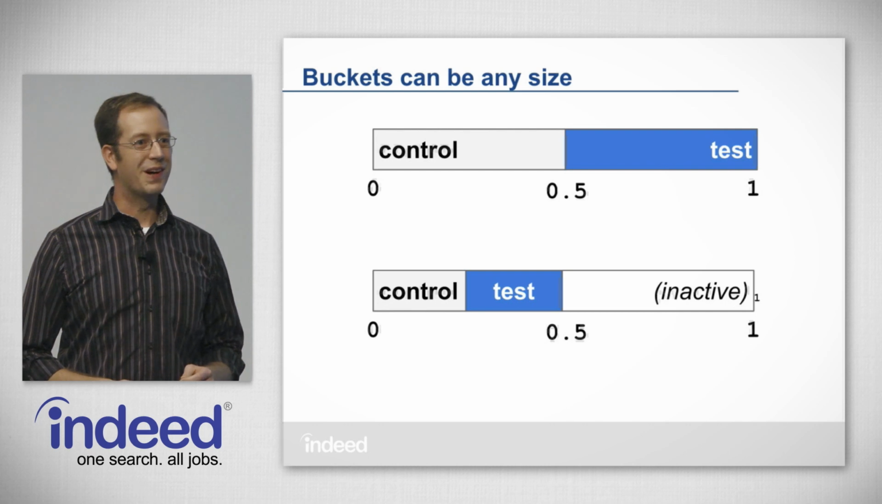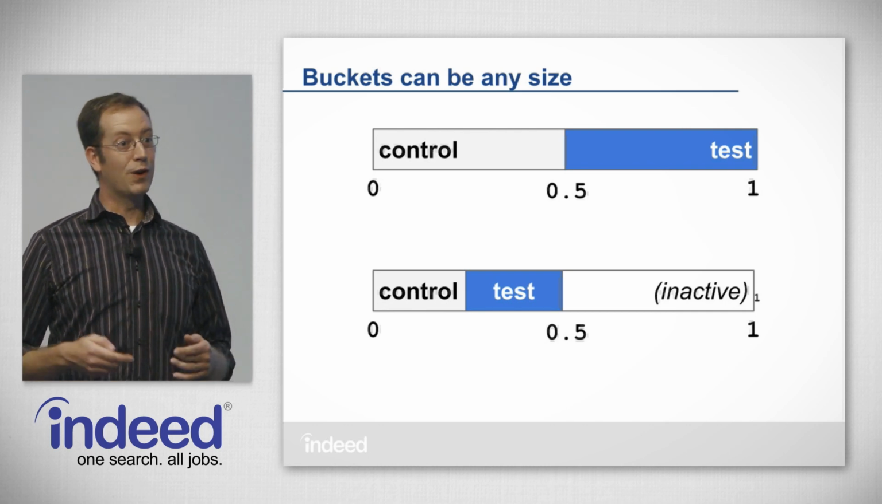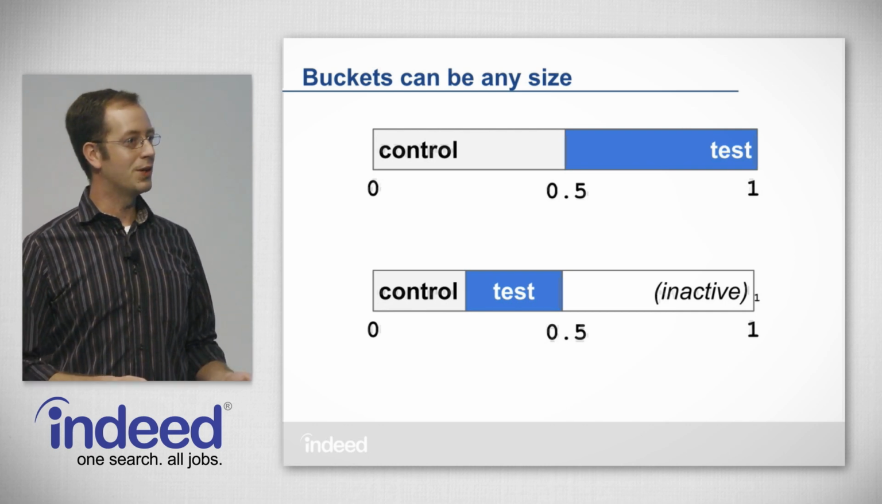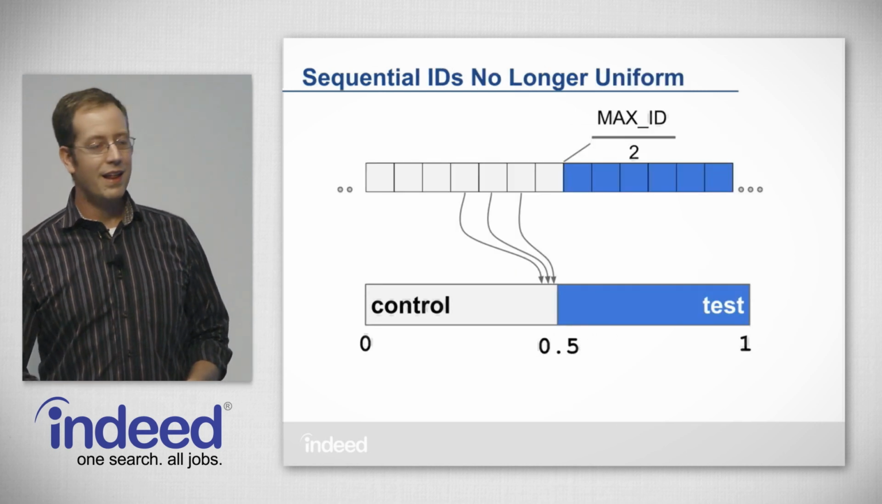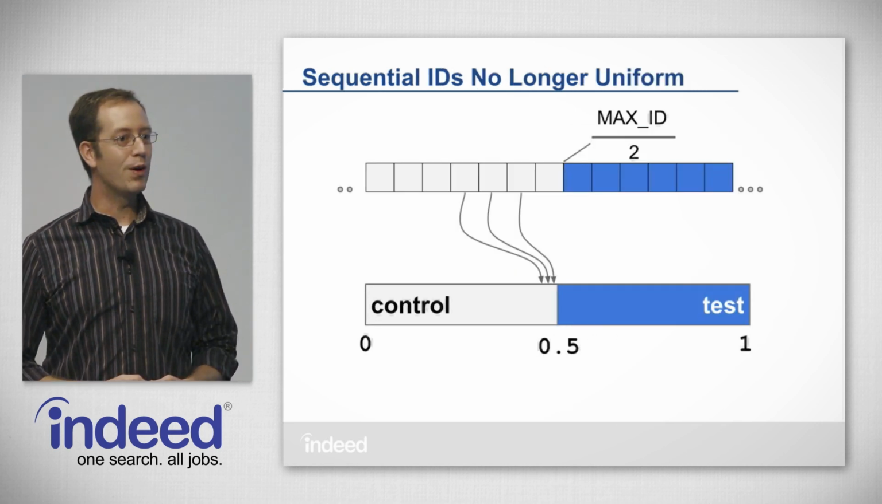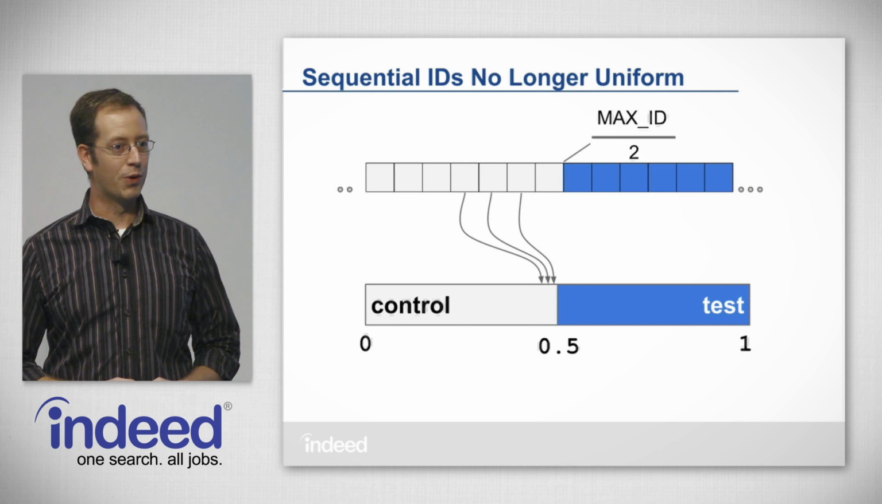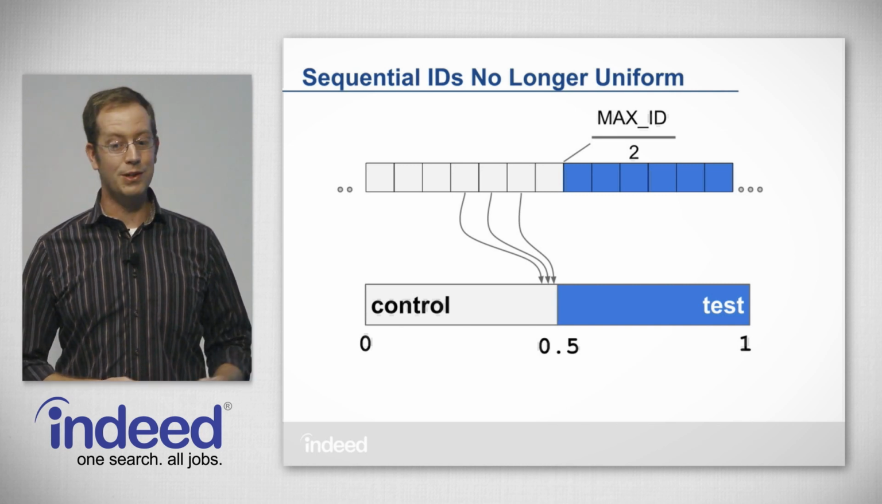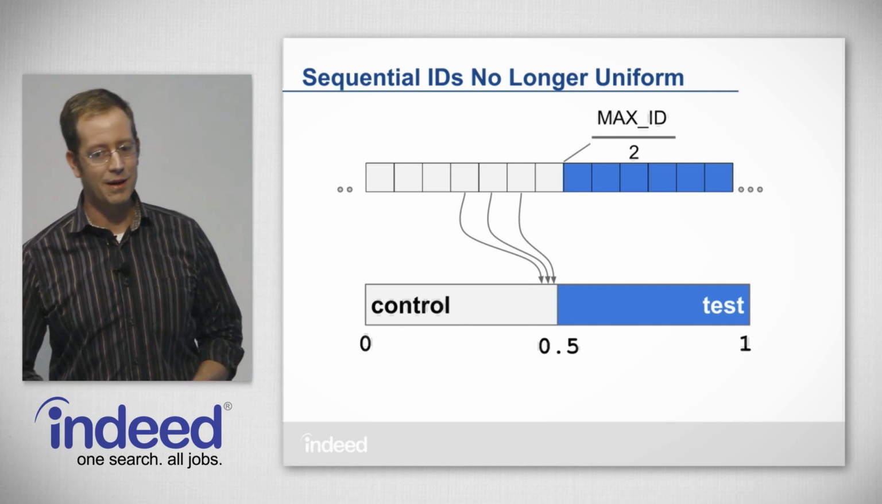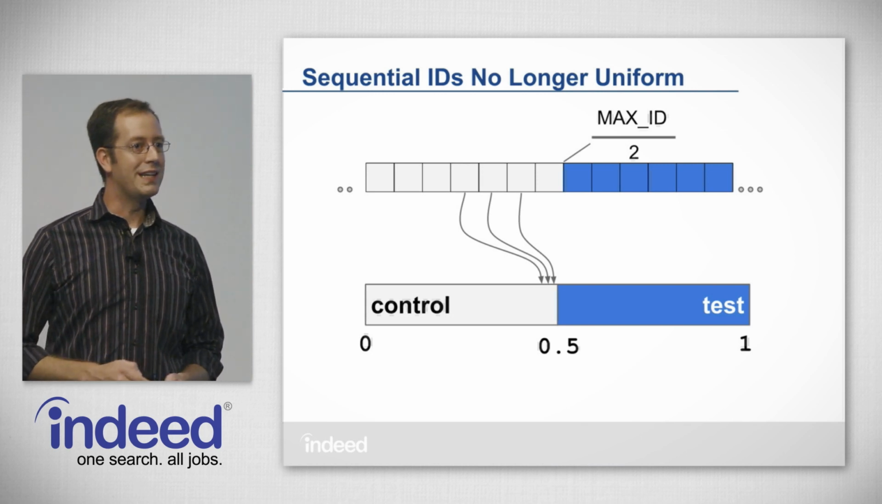There's a big problem with this, though. And that is now, if your ID scheme happens to be sequential, say auto increment, then the first half of all the users you ever see are going to be in your control group. The second half that you get up to will be in the test group, assuming you get there. This also is pretty easy to fix.